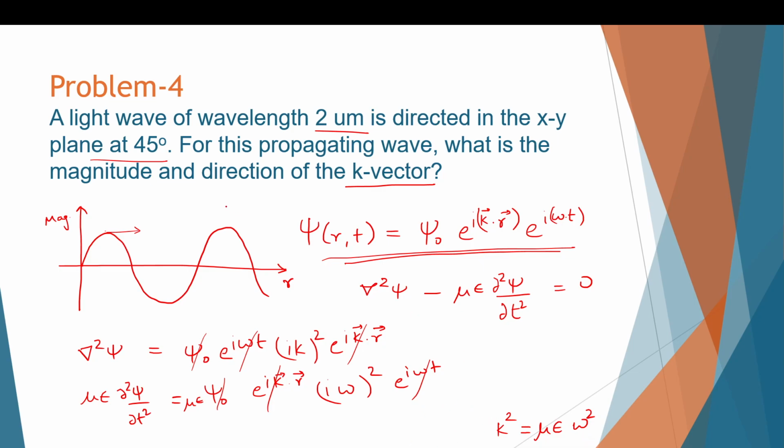So from this, what is the magnitude of the k vector? The magnitude of the k vector is nothing but omega times root mu epsilon. Or if you remember, this root mu epsilon is nothing but 1 by v, or velocity of the wave, so that is nothing but omega over v. Okay, so now that we know what is k, can you now find the magnitude and direction of the k vector?